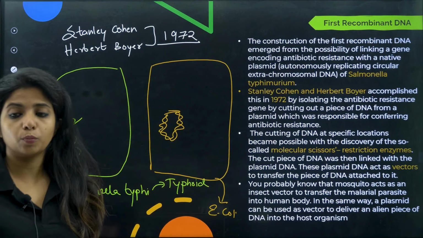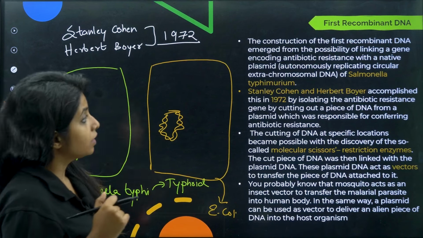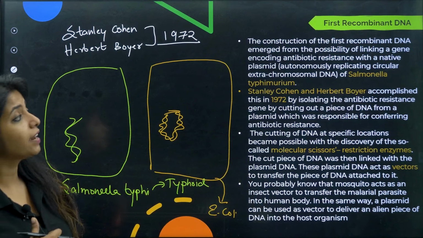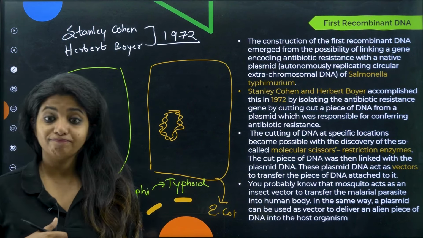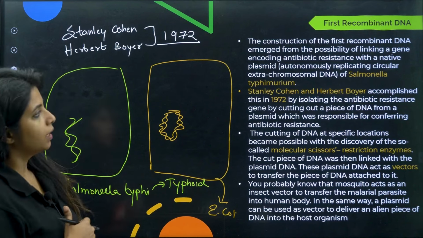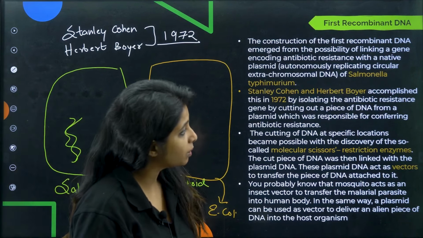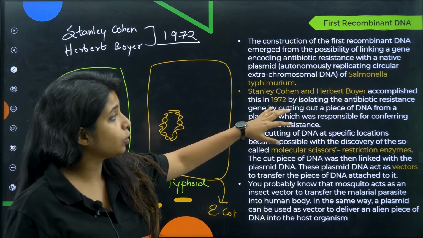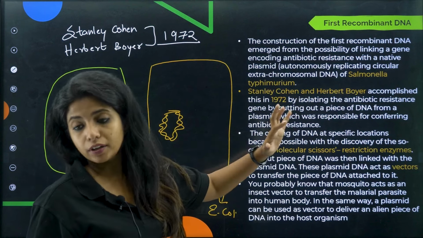Okay, now he did something with the both of them, Salmonella typhi and E. coli. Let's read it and learn. The construction of the first recombinant DNA emerged from the possibility of linking a gene encoding antibiotic resistance with a native plasmid of Salmonella. Okay. Stanley Cohen and Herbert Boyer accomplished this in 1972 by isolating the antibiotic resistant gene by cutting out a piece of DNA from a plasmid which was responsible for conferring antibiotic resistance.